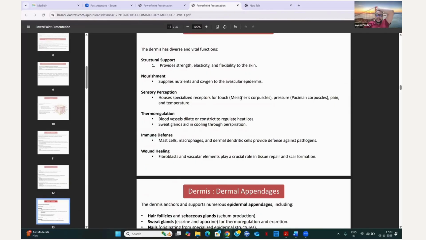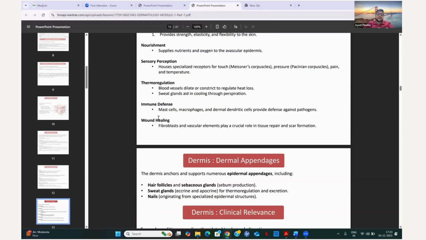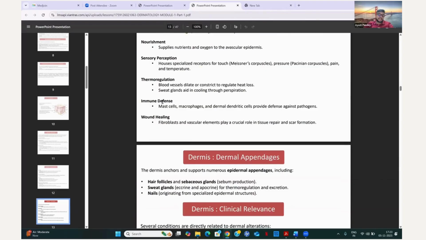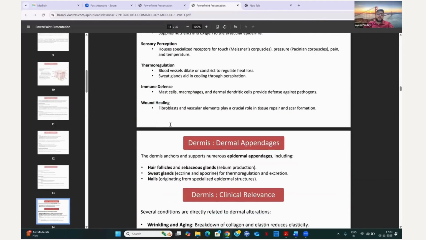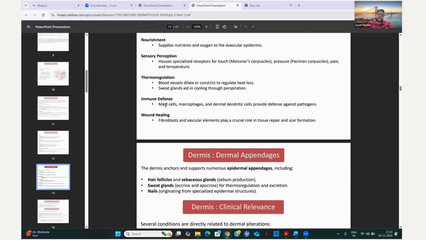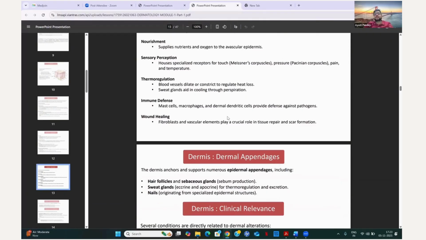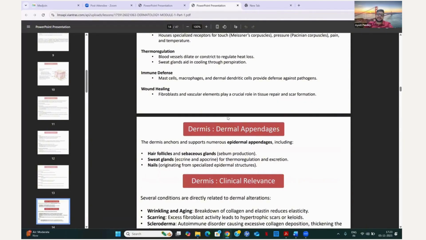Sensory perception: it contains receptors for touch, very important, Meissner's corpuscles and Pacinian corpuscles. Thermoregulation because of all kinds of blood vessels and glands which are located there. Immune defense: it contains important cells like mast cells and macrophages, and it plays an important role in wound healing because it contains fibroblasts that play a crucial role in tissue repair and scar formation.